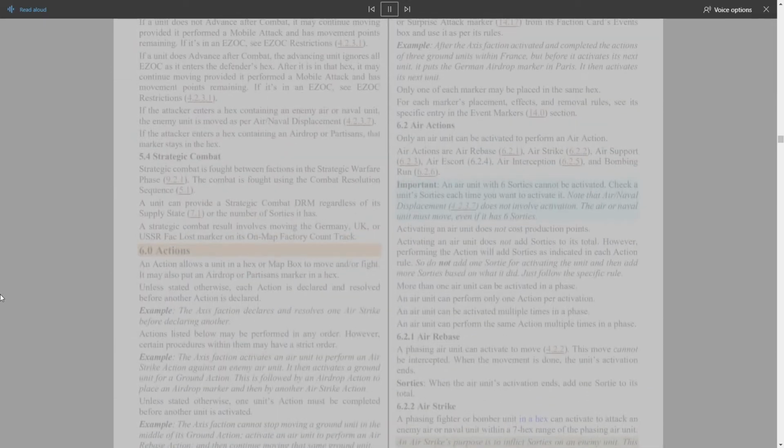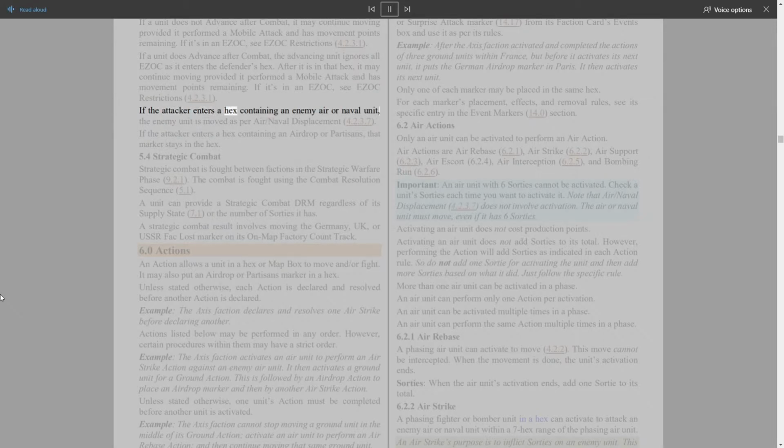If a unit does not advance after combat, it may continue moving provided it performed a mobile attack and has movement points remaining. If it's in an EZOC, see EZOC Restrictions 4.2.3.1. If a unit does advance after combat, the advancing unit ignores all EZOC as it enters the defender's hex. After it is in that hex, it may continue moving provided it performed a mobile attack and has movement points remaining. If it's in an EZOC, see EZOC Restrictions 4.2.3.1.